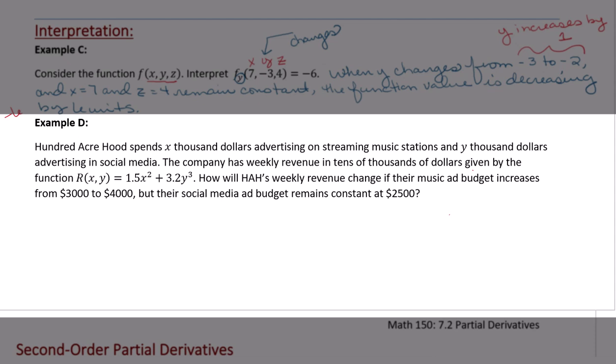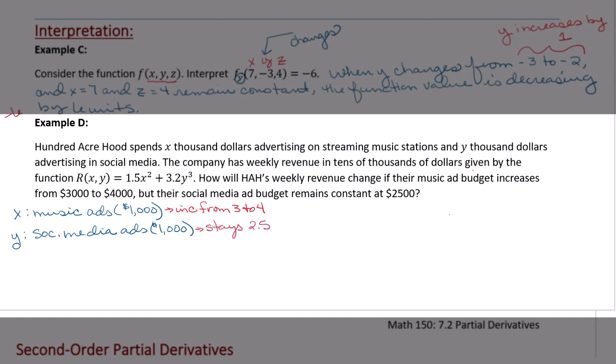So let's write a few of the things that we're given. The music ads is going to be X in thousands, and it's increasing from 3 to 4. Y is the social media ads in thousands, and it's staying at 2.5. And capital R represents the revenue in tens of thousands. So we're looking for a change in the revenue, but the music ad budget is the one who is increasing.